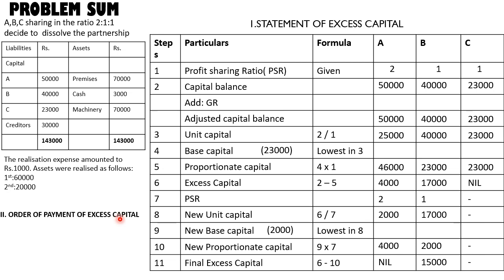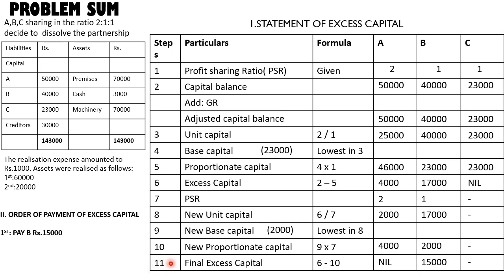Now in order to find that, always start from step number 11. Step number 11 states that Mr. B is supposed to get 15,000. So we'll note down under order of payment: first pay Mr. B 15,000. So always start from step number 11.